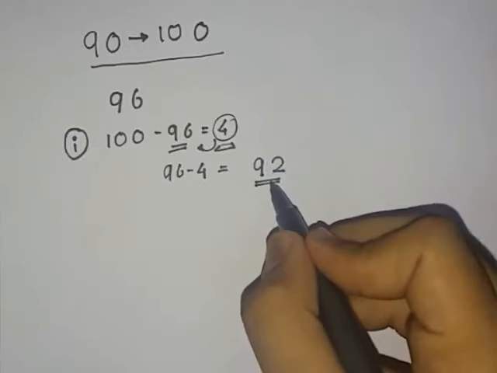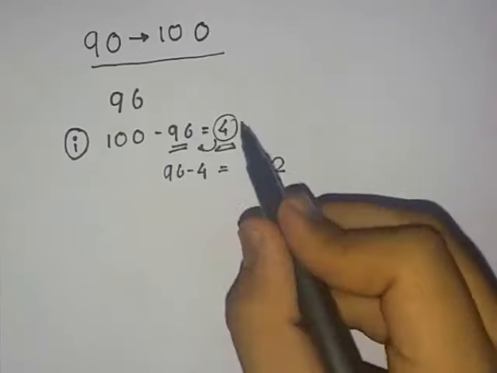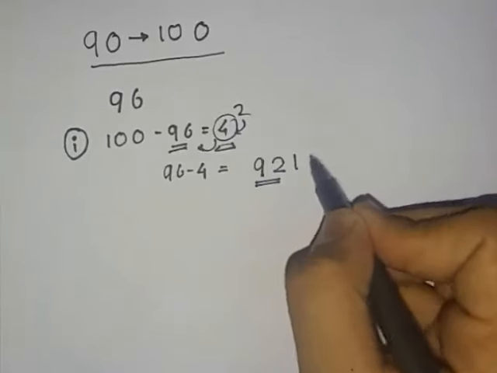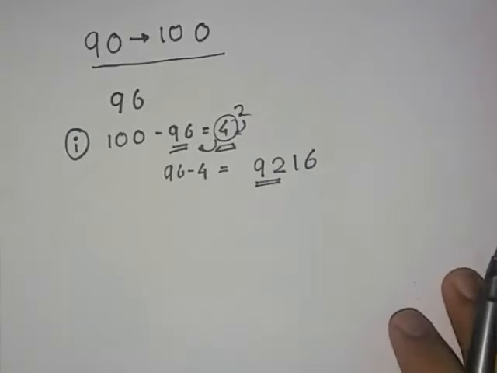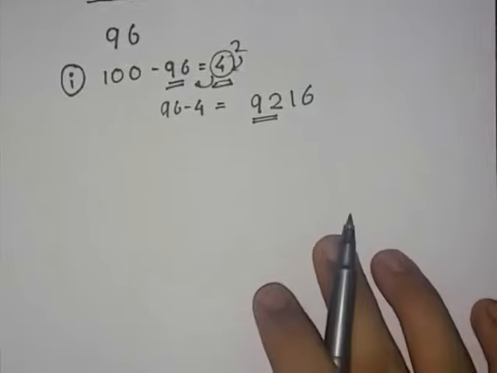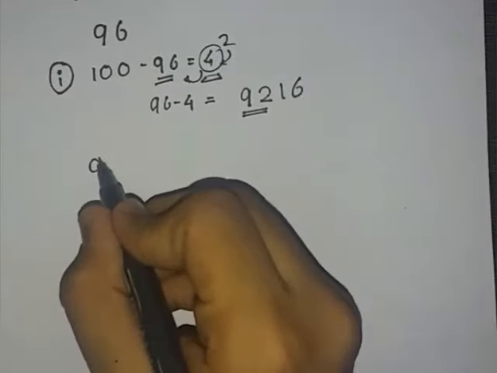And these are the first two digits, and the second two digits are the square of this number itself, that is 9216. Some people would not understand, so let's take another number. Let's take 93.